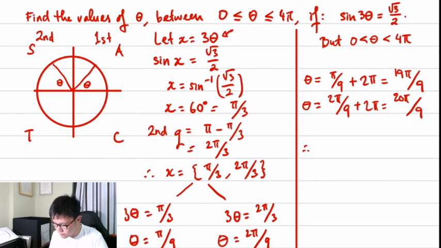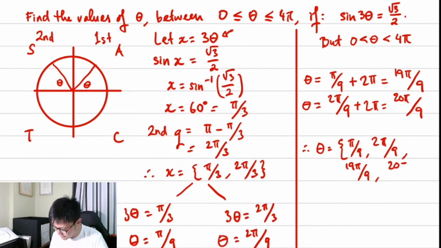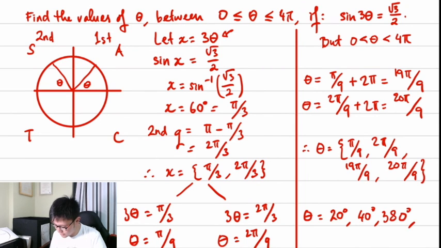Therefore, theta would be pi over 9, 2 pi over 9, 19 pi over 9, and 20 pi over 9. Now if you convert it to degrees, theta would be 20 degrees, 40 degrees, 380 degrees, and also 400 degrees. These are all the values of theta. Put into your calculator, you'll get these answers.